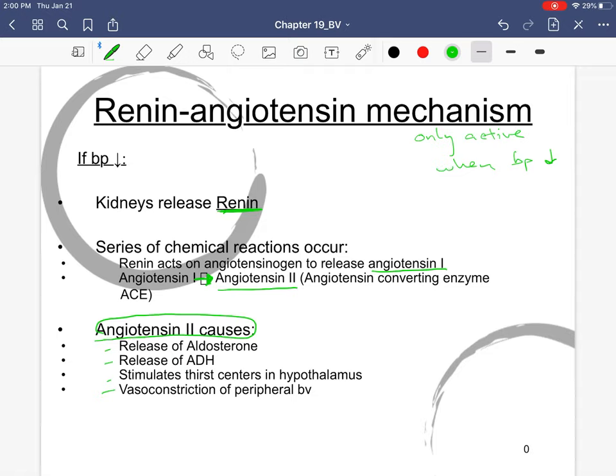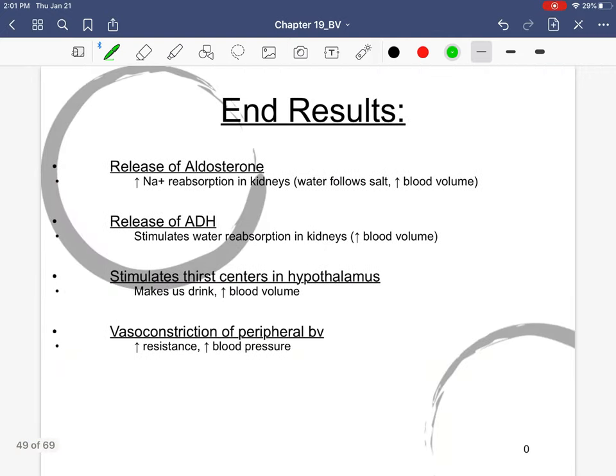And angiotensin 2 is the magic potion, because angiotensin 2 does 4 different things, all designed to increase blood pressure back to normal. This is why this is such a powerful mechanism. Even though it takes longer, because we have to release the hormone renin, and it's got to go through a couple of chemical steps, forming angiotensin 1, which then has to be converted to angiotensin 2, once we get there, angiotensin 2 does four things to bring blood pressure back up to normal. Let's look at each of these four things.